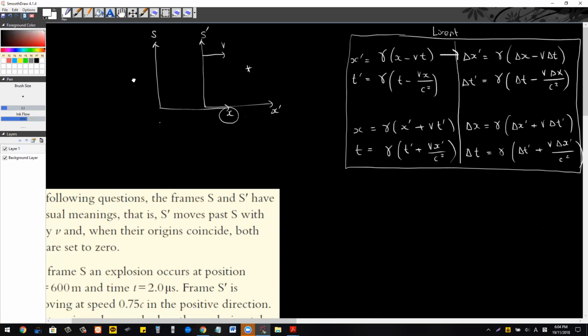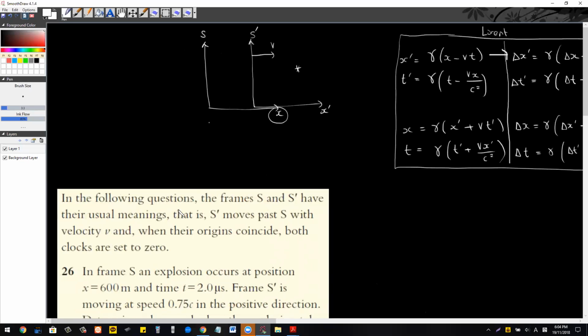One thing you need to know is that in the following questions, the frames S and S dash have their usual meanings, which means S dash is moving past S with a velocity v, and their origins coincide when both frames are synchronized, when the spaceship was just passing the Earth frame. So they both start from 0. t is the time for the S frame, and t dash is the time for the S dash frame.